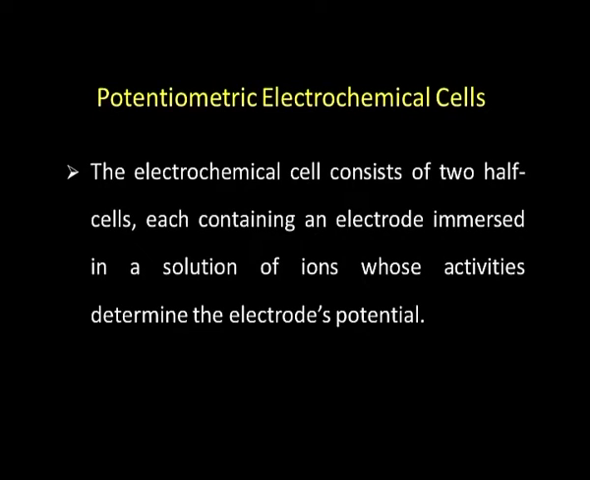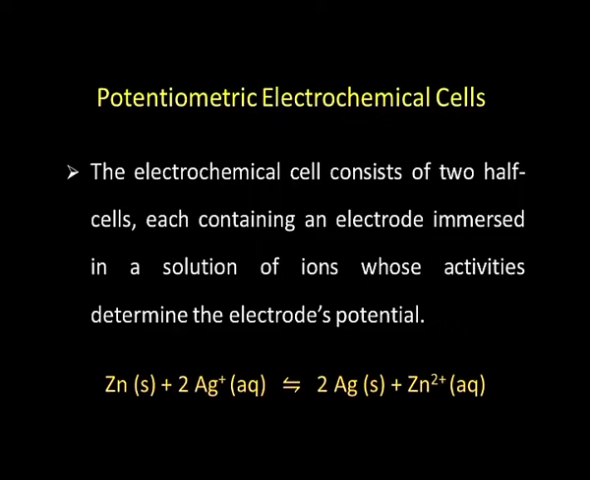Electroactive species is defined as a species that can donate or accept electrons at the electrode. Then let us come to potentiometric electrochemical cells. The electrochemical cell consists of two half cells, each containing an electrode immersed in a solution of ions whose activity determines the electrode's potential. For example, let us consider zinc and silver.